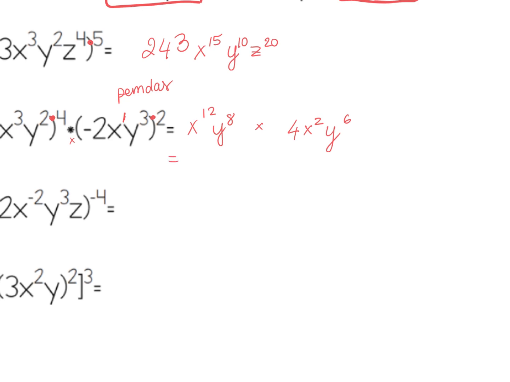Remember, when you multiply them, they must have the same base. So 4 times 1 means 4. The x, when you multiply, you add the exponents up. So you have x to the 14, y to the 8 plus y to the 6, y to the 14 as well.